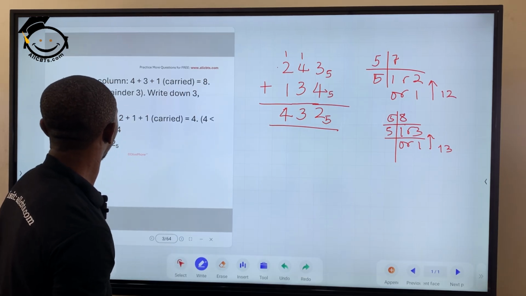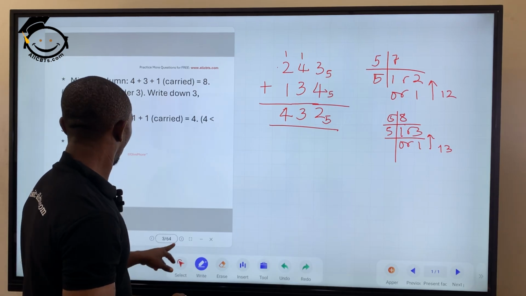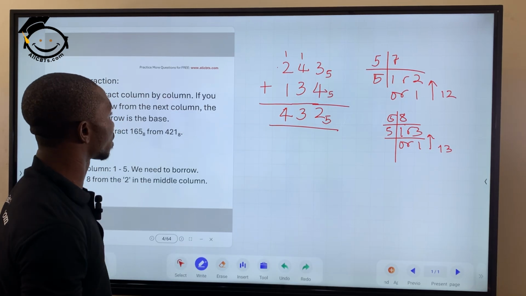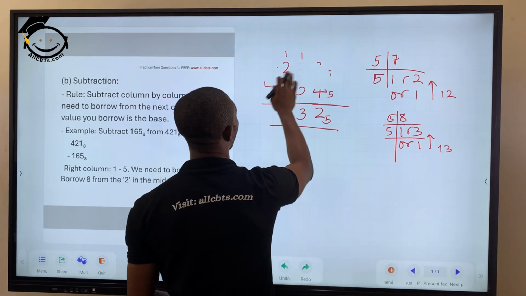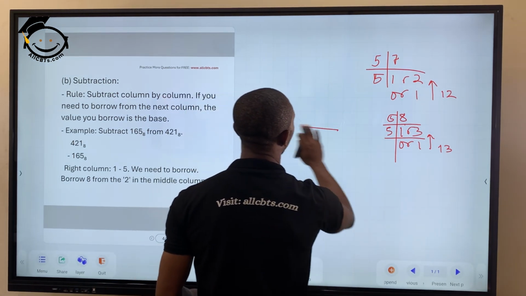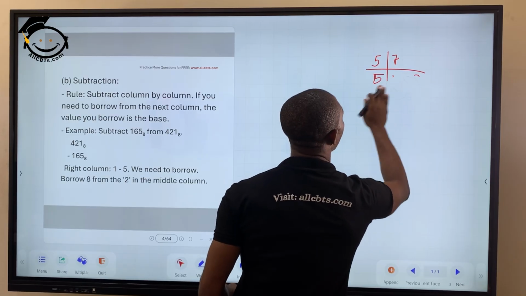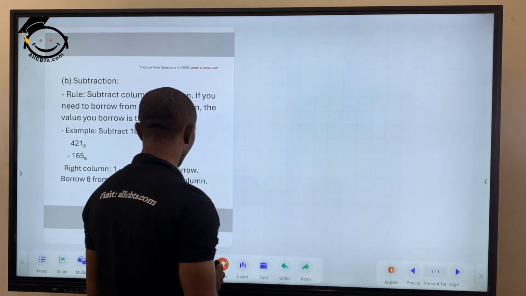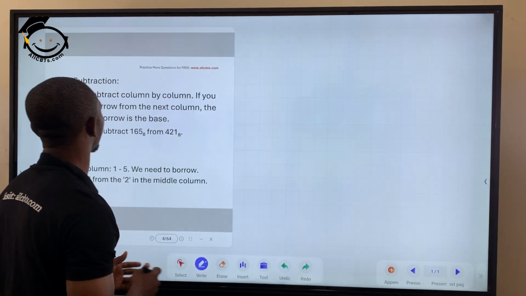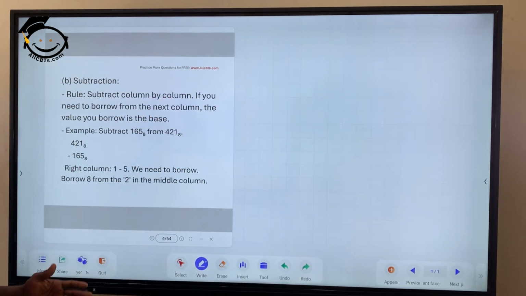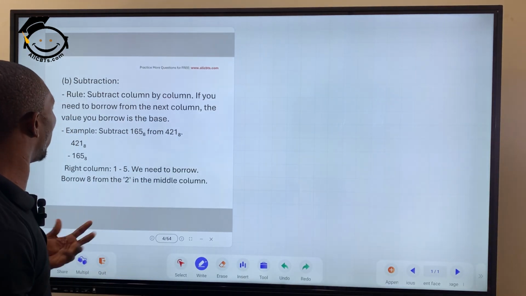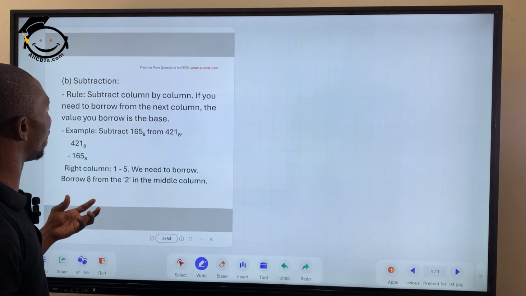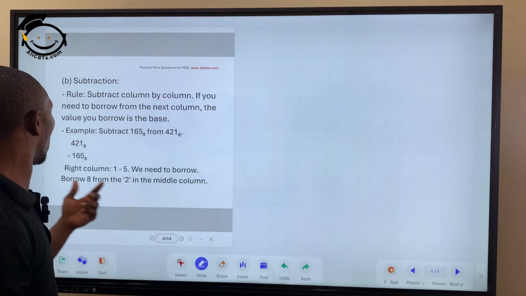Now next, what we're looking at is subtraction. For subtraction, the rule says subtract column by column. If you need to borrow from the next column, the value you borrow is the value of the base to which we are working.